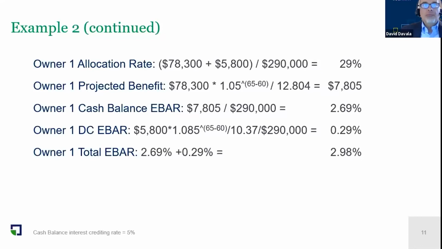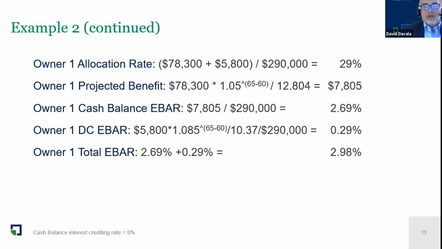Let's look at owner 1. Owner 1's allocation rate is the cash balance credit of $78,300 plus the profit sharing contribution of $58,000, divided by $290,000, for an allocation rate of 29%. The projected benefit for owner 1 is the cash balance credit of $78,300 projected to age 65 at the cash balance crediting rate of 5%. It is then divided by an annuity factor of 12.804 to get 7,805.